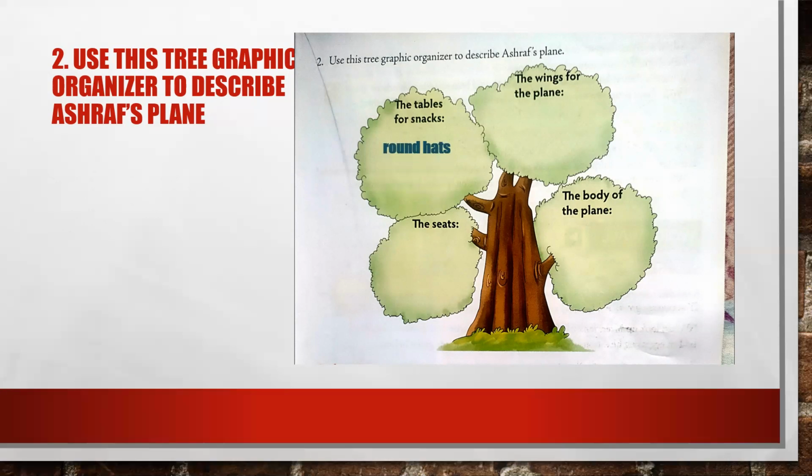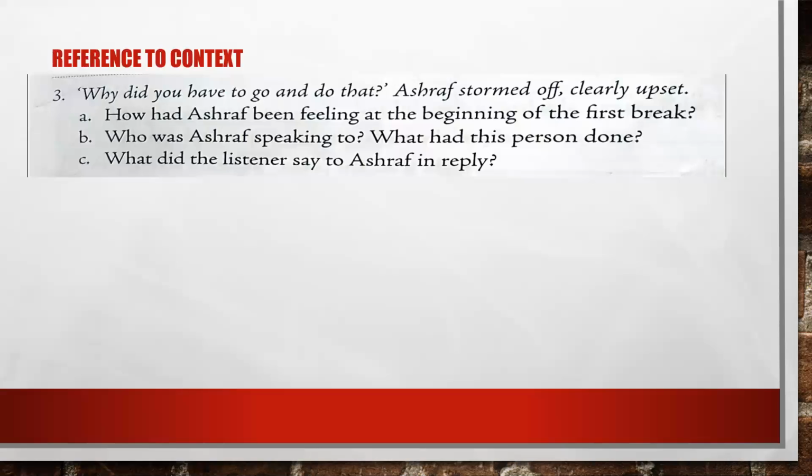Round hats. And what were the wings for the plane? Branches of the tree. And the seats were purple cushions. And what about the body of the plane? The trunk of the tree, obviously, isn't it?